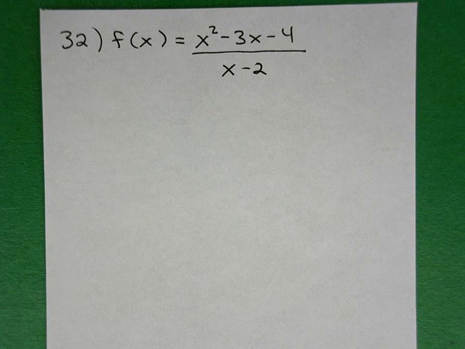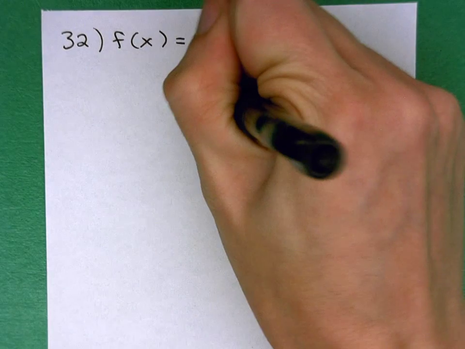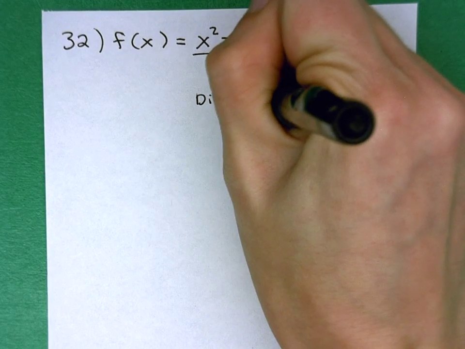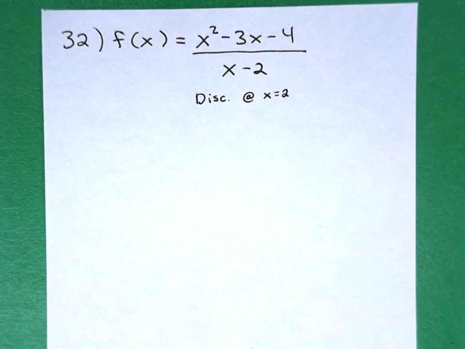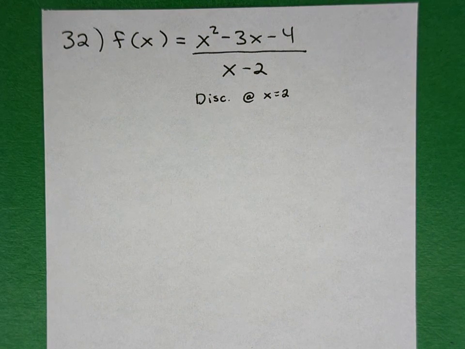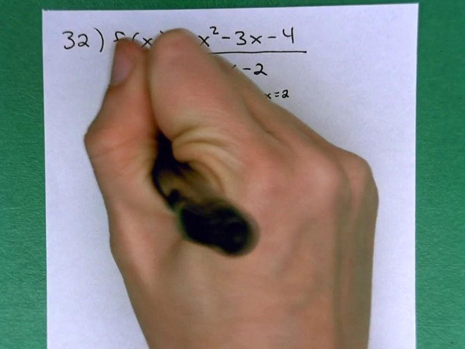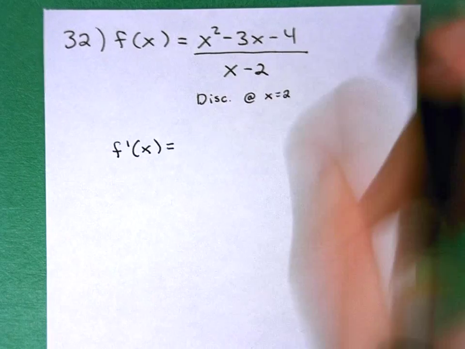And so looking at this, we do notice, first of all, that there is a discontinuity. This discontinuity is at x equals 2. And so that x equals 2 is going to make its way onto my number line, because that might break up an interval. It might be where we change from increasing to decreasing, or vice versa. Okay, once I've located my discontinuity, I'm going to go ahead and take my derivative.